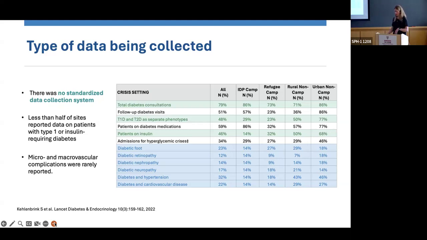Less than half of the sites reported who's on insulin, which is probably the most important initial data point, like, okay, who needs insulin? They're not collecting that kind of data, and very few are collecting any data on complications. I mean, minuscule numbers there.